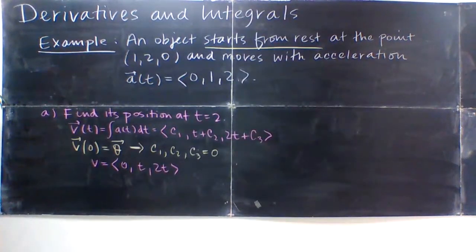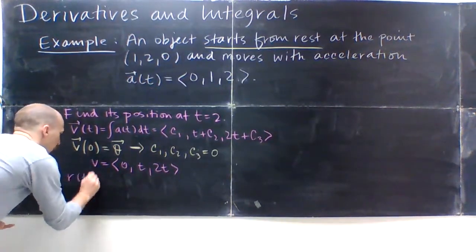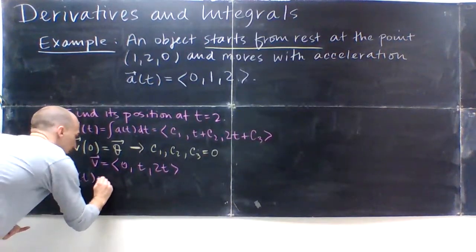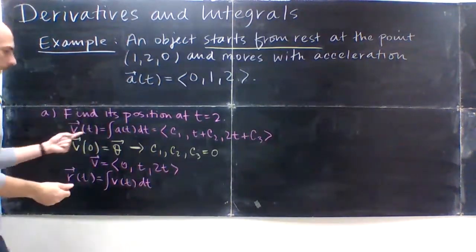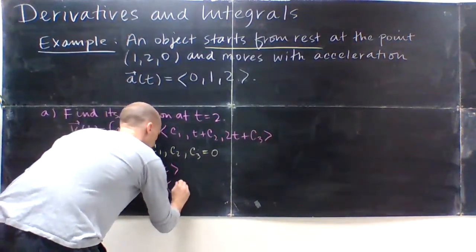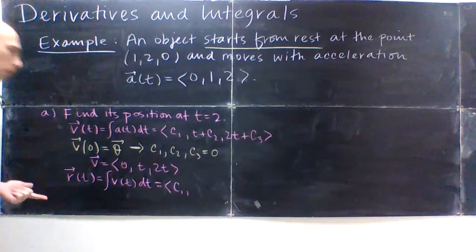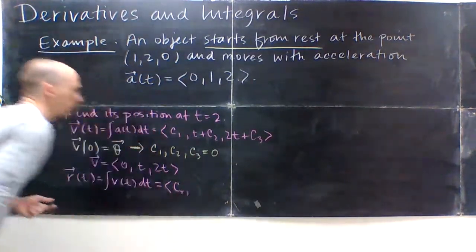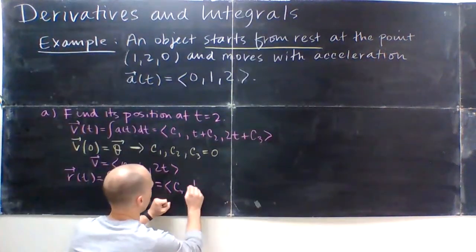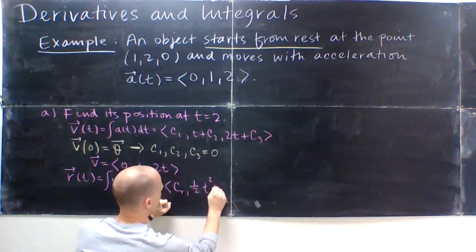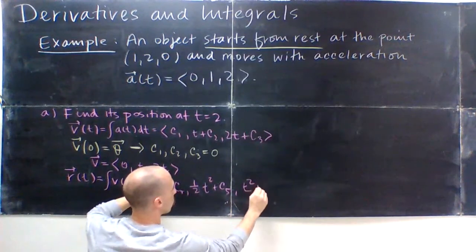And then, hold on just a second. Oh yeah, and then I need r of t. So r of t is going to be equal to the antiderivative of v with respect to t, just like last year. And then I can do that. That will be 0t plus c1. It's a new c1, here I should call it c4. Since we're relatively new to this, that'll be 1/2 t squared plus c5. And 1t squared plus c6.